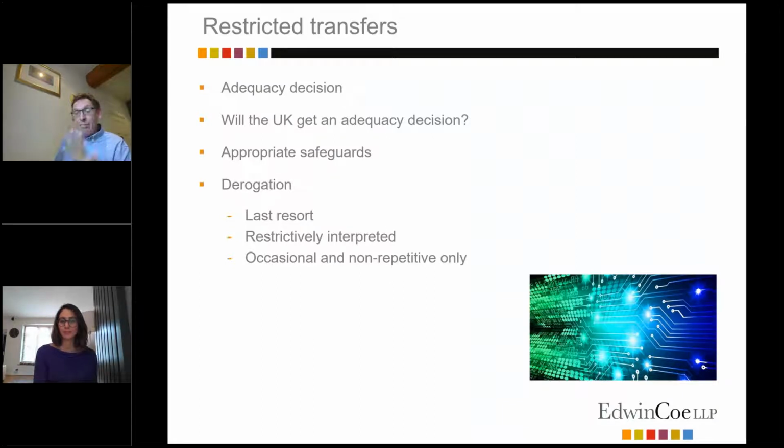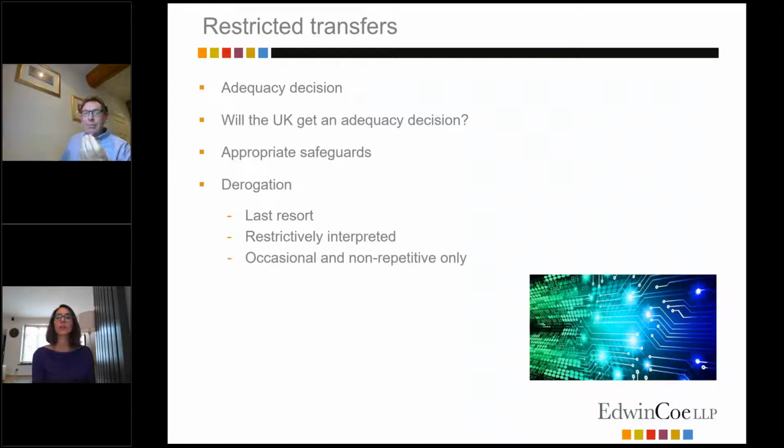So what I'm going to do for the rest of this session is just to assume no trade deal and no finding of adequacy. Obviously, if there is, then that's a real bonus, because it removes a headache for a lot of UK business. But let's press on and assume no finding of adequacy in favour of the UK. So you're left with putting in place appropriate safeguards, or relying on one of the derogations, and I'll come back to what those appropriate safeguards look like in a second.